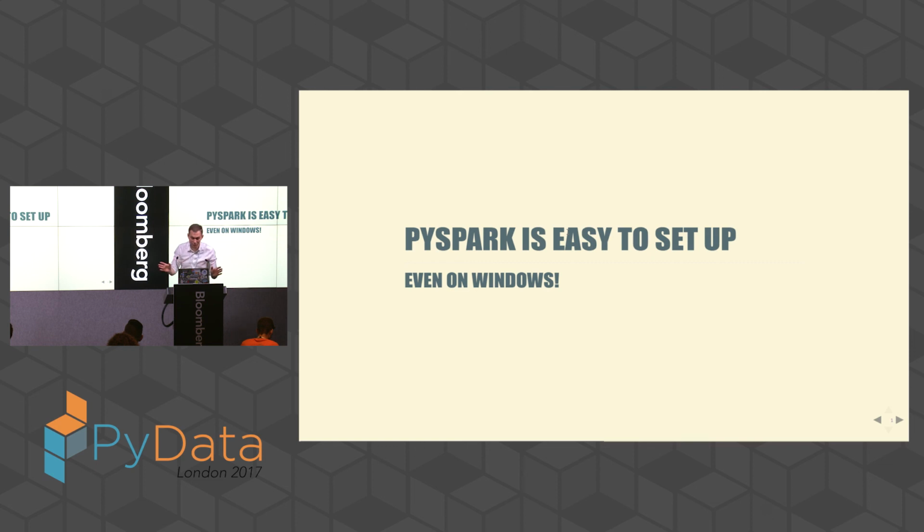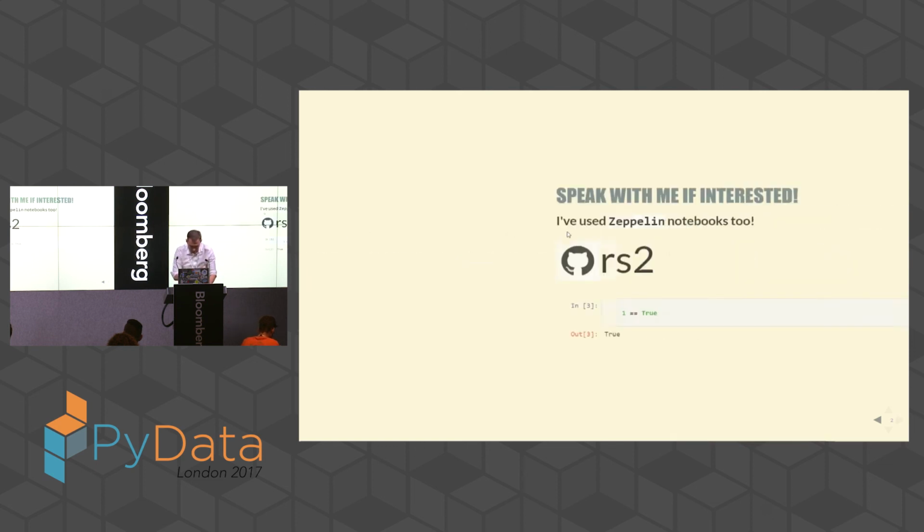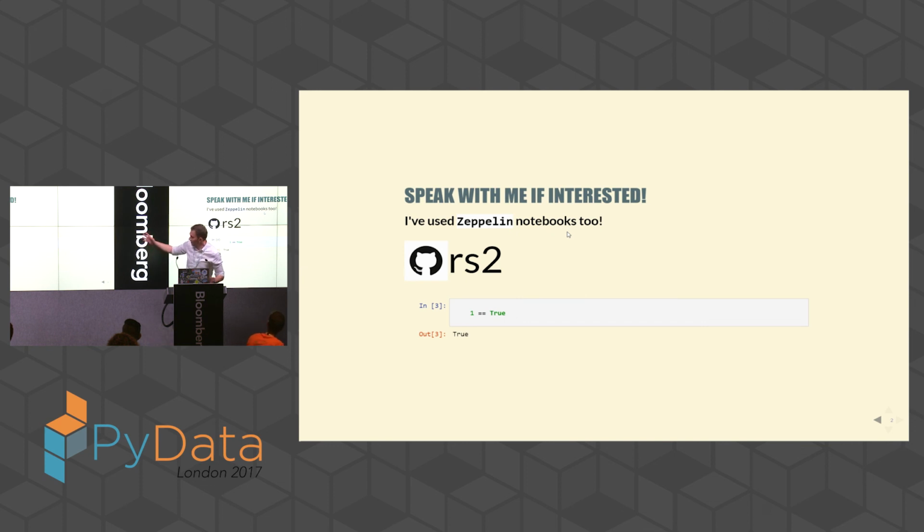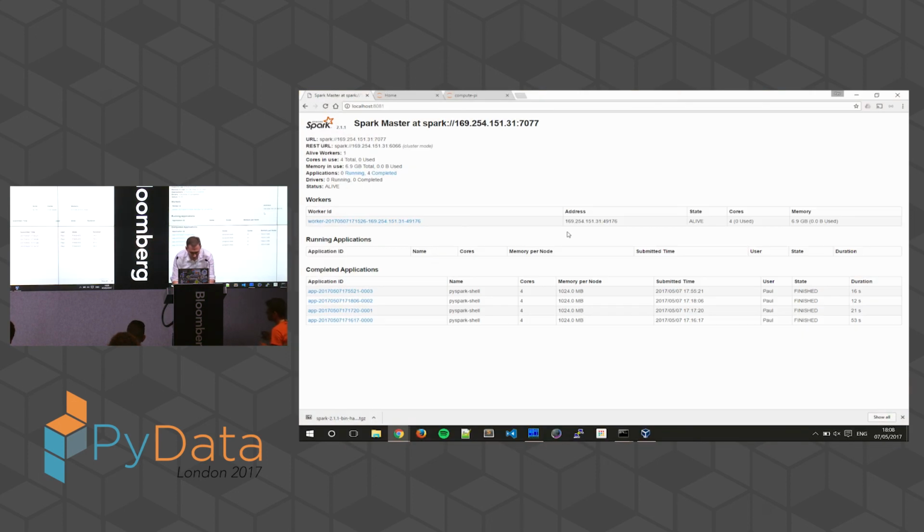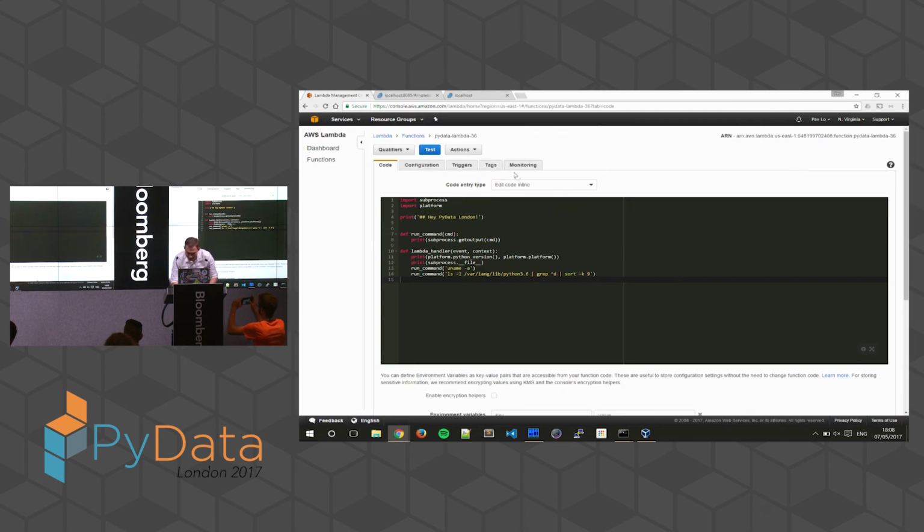First I want to go through the slides to make sure that nothing goes wrong during the live demo. And speak to me if you're interested in either of these aspects, like running AWS Lambda 3.6, 3.4 notebooks, and Zeppelin as well. Right, so let's, no, that's Spark.